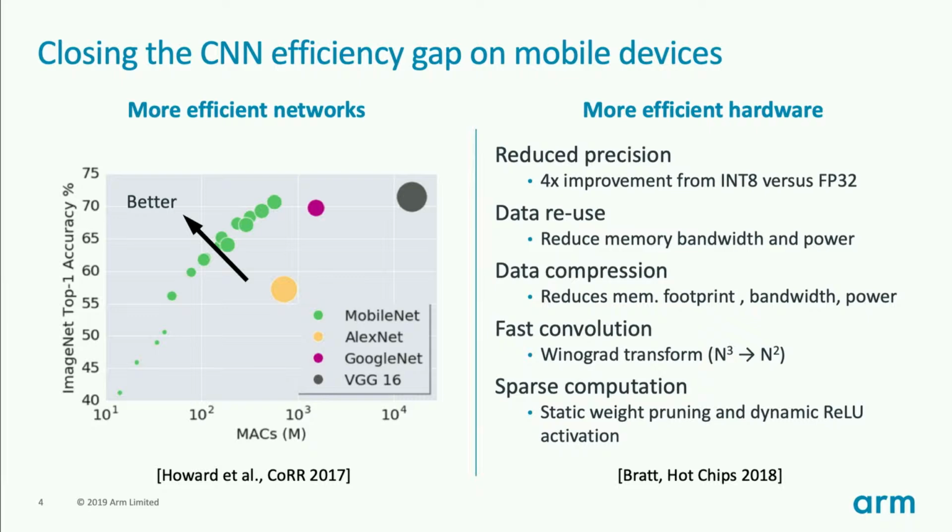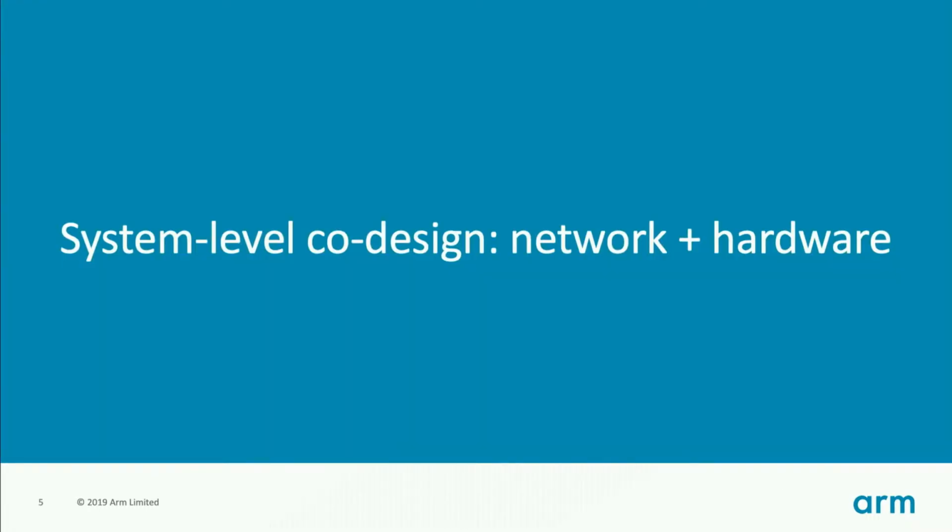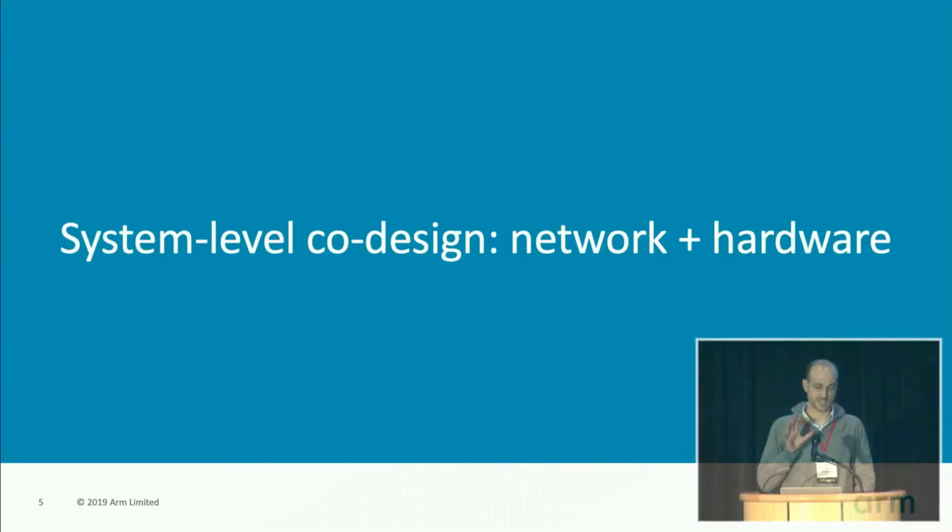But these are 2 things we can do, but we don't have to think about them as separate things. And I think, as in Ofer's keynote earlier, he mentioned co-designing, and that's very much something we think about as well. And that's the approach we've tried to take in this paper, where we'd like to think at a system level about co-designing the network and the hardware that executes that network.